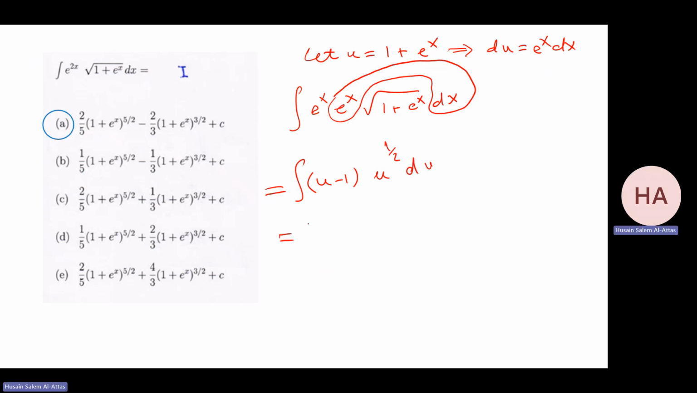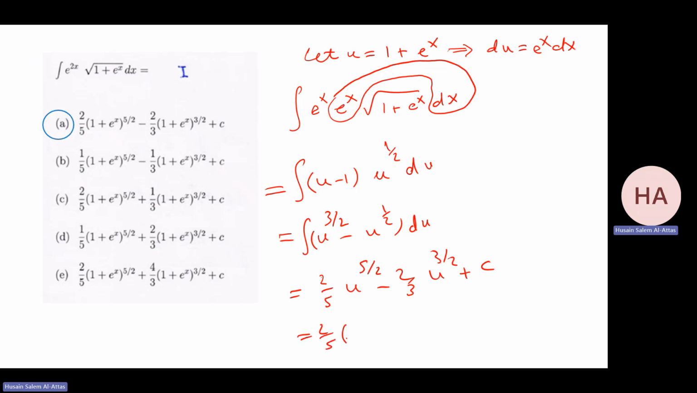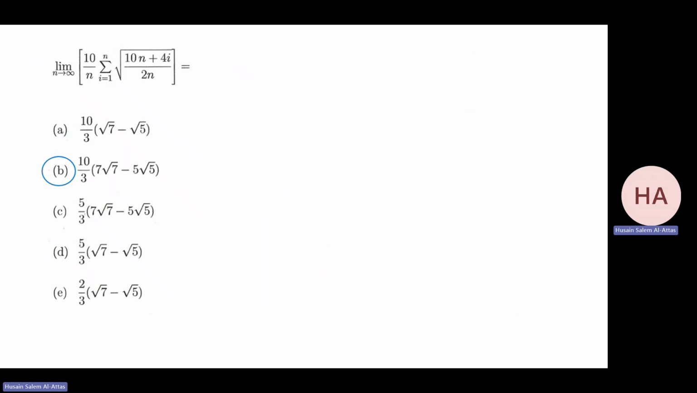So that gives me what? The integral of u to the power 3 over 2 minus u to the power half du, which is, you add 1, 2 over 5 u to the power 5 over 2 minus 2 over 3 u to the power 3 over 2 plus c. What is u? It's 2 over 5 times 1 plus e to the x to the power 5 over 2, plus 2 over 3 times 1 plus e to the x to the power 3 over 2. Let's see, sometimes you look at the answers, it gives you a hint. Very clear, my u should be 1 plus e to the power x from the answers.